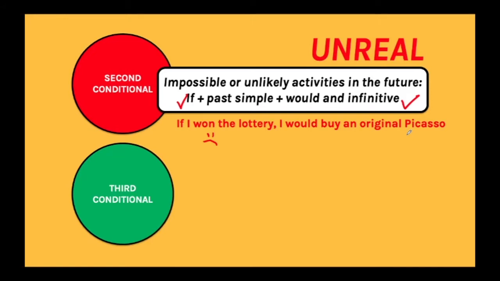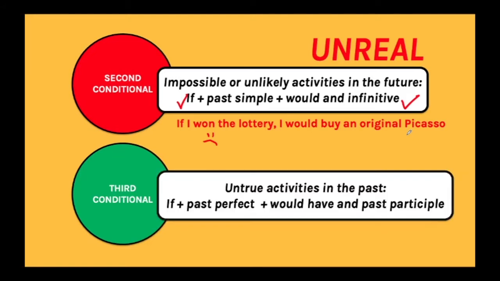But this is for situations in the future. We're talking about unlikely or impossible situations in the future. What is the difference between the second conditional and the third conditional? Well, the second conditional is for the future, but we use the third conditional to describe untrue or unreal activities in the past. We can talk about the past, but we cannot change the past. So we use the third conditional.